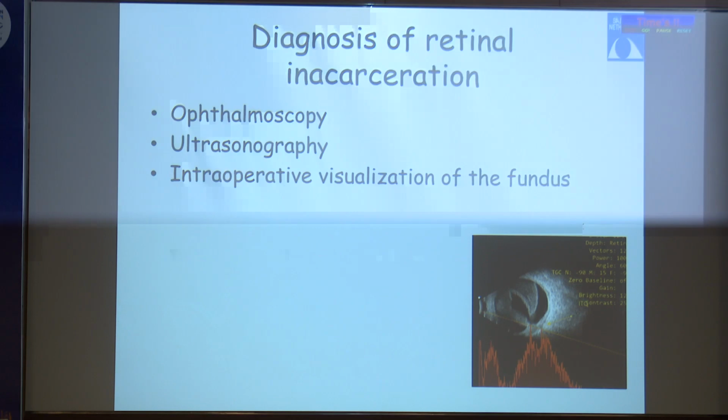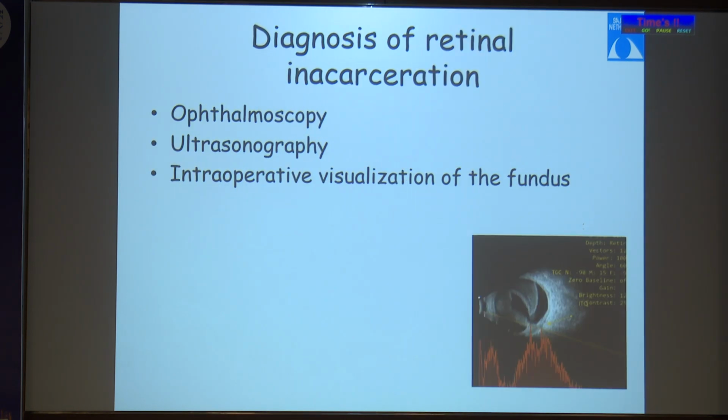Now, how do we diagnose a retinal incarceration? Retinal incarceration is diagnosed by ophthalmoscopy if you have clear media. If you have hazy media, from the cornea up to the vitreous, where corneal clarity is not there, or you have hyphema, or a cataract, or a vitreous hemorrhage, then we don't have a view. In that case, we need to do ultrasonography.